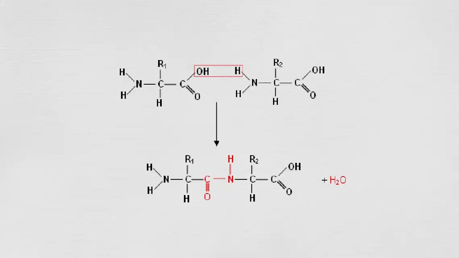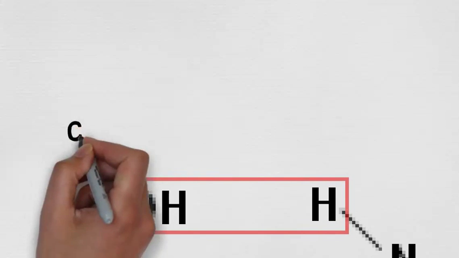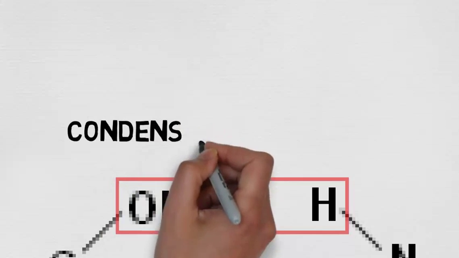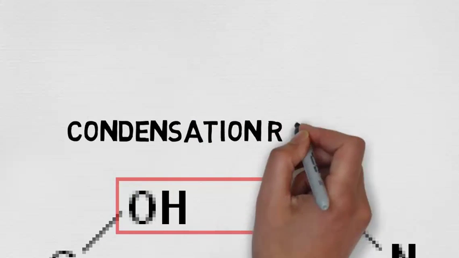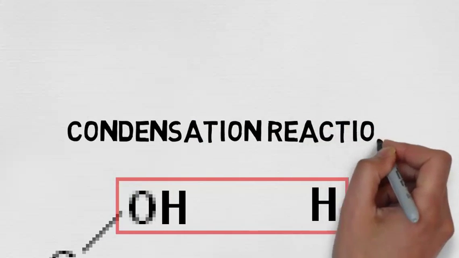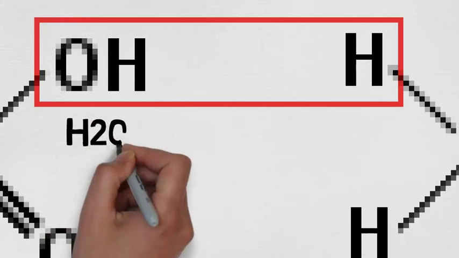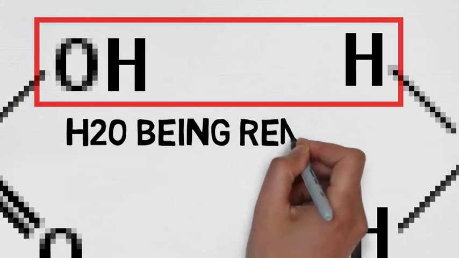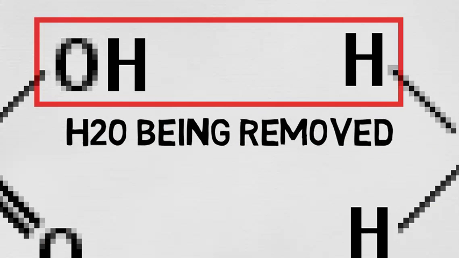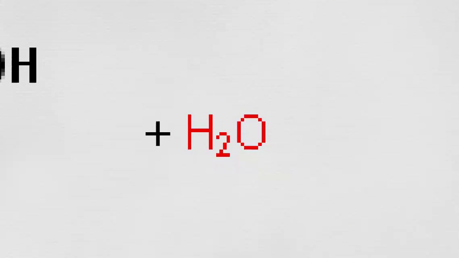And so, in order for amino acids to link together to create proteins, a condensation reaction takes place. This reaction occurs when the OH from the carboxyl group of one amino acid bonds with the H of the amino group of another amino acid to form an H2O molecule, which is then eventually removed. Again, this process is also known as the condensation reaction.